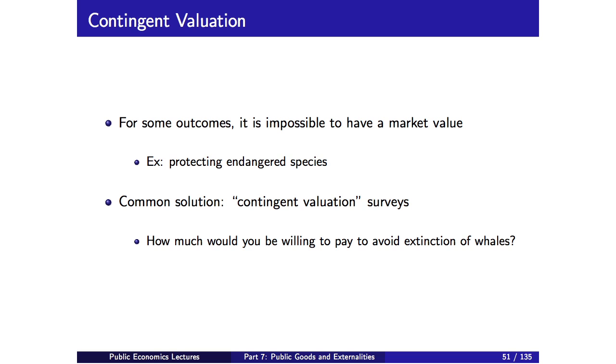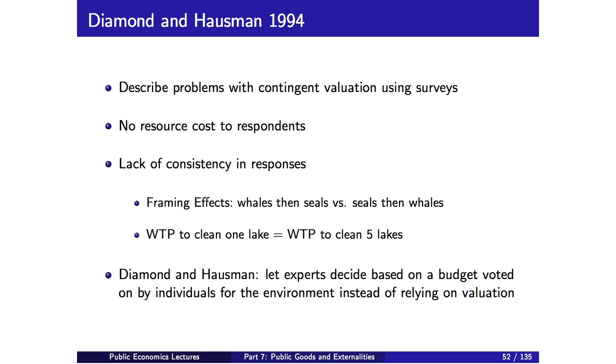So what's a common solution? It's these contingent valuation surveys where you basically ask people, right? How much would you be willing to pay to avoid the extinction of whales? And it's contingent valuation because you're trying to say, under various circumstances, if we were to do X or Y, what would you be willing to pay in various scenarios? Okay, so Diamond and Hausman have a paper in the JEP in 1994 which summarizes this work and then provides, I think, a pretty strong critique of it, that at least I find compelling.